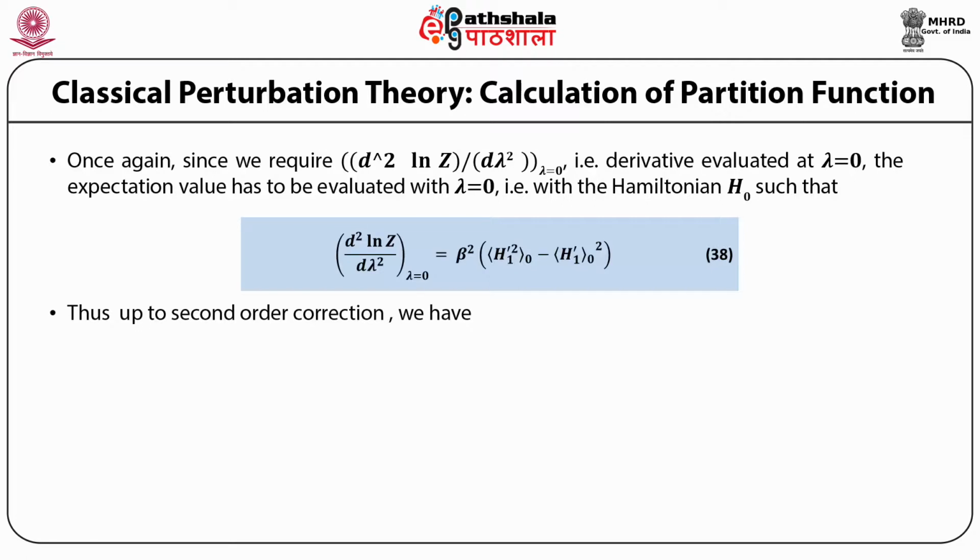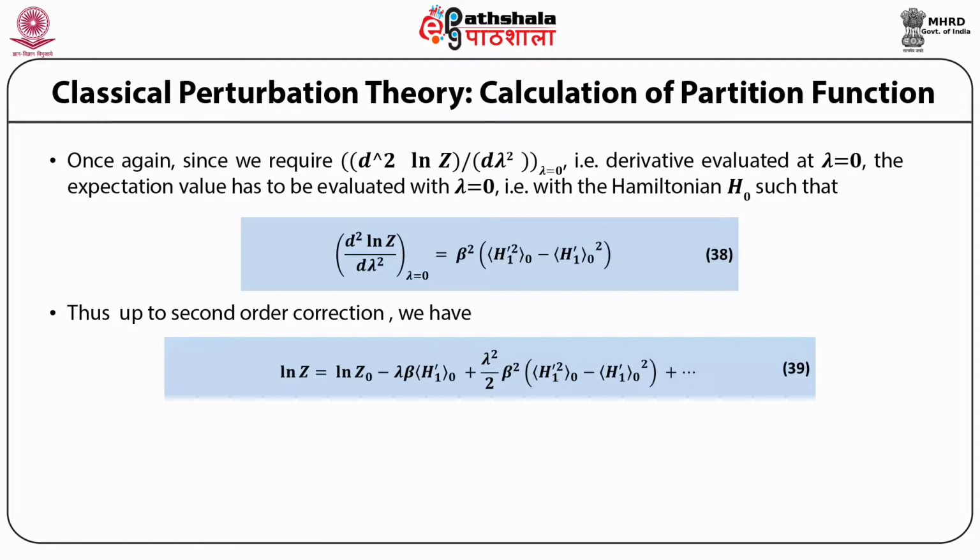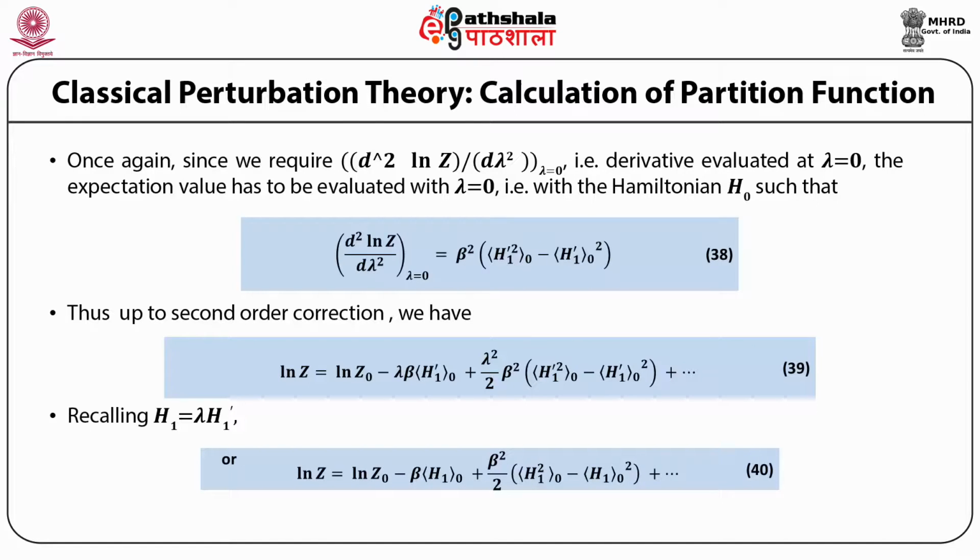Thus, up to the second order correction, we have log of Z is equal to log of Z0 minus lambda beta times the expectation value of H1 dash evaluated at 0 plus lambda square by 2 beta square multiplied by the expectation value of H1 dash square minus the expectation value of H1 dash evaluated at lambda equal to 0, squared. Recalling H1 is equal to lambda H1 dash, log of Z is equal to log of Z0 minus beta times H1 evaluated at lambda equal to 0 plus beta square by 2 multiplied by the expectation value of H1 square evaluated at lambda equal to 0 minus the expectation value of H1 evaluated at lambda equal to 0, squared, plus so on. Similarly, we can evaluate the higher order terms.